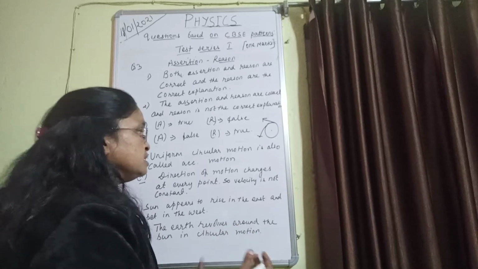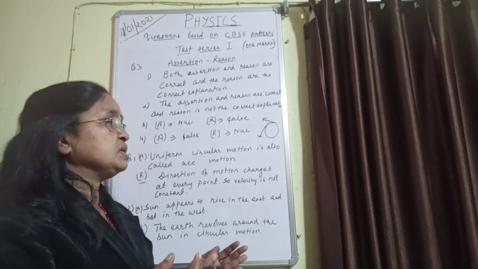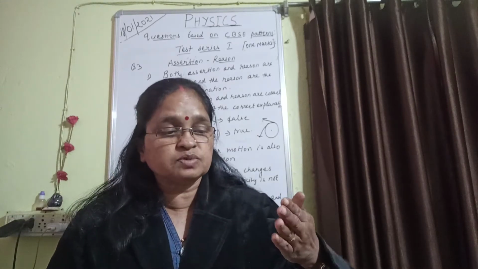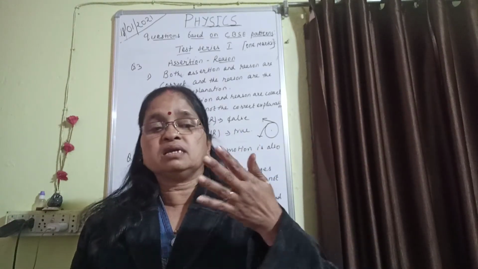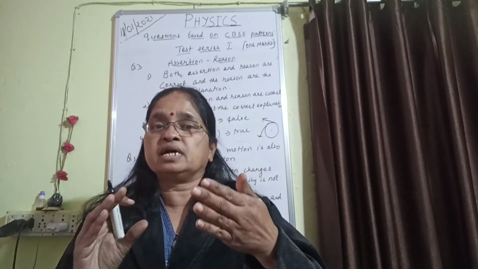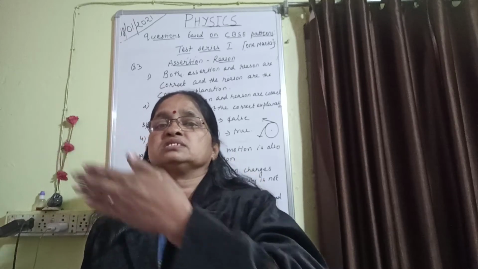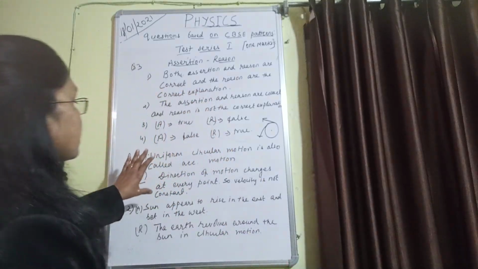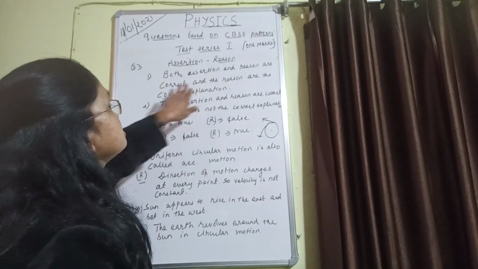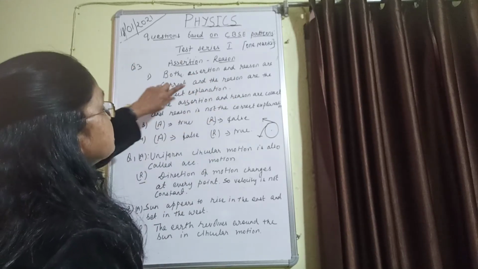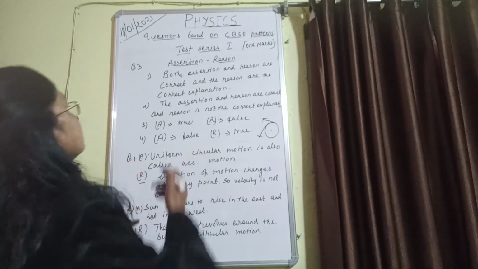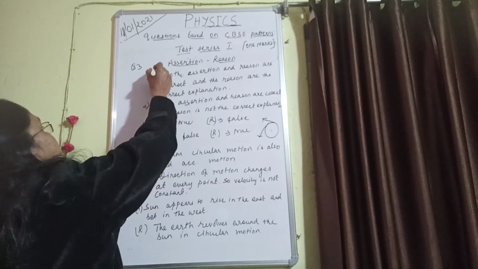As the direction changes, velocity does not remain constant, because in our daily life, whenever we have to change direction, naturally we have to decrease the speed of that vehicle or body, and only then can we change the direction. So here, what will be the answer? First, check it. Both assertion and reason are correct, and the reason is the correct explanation. Yes, for this case, number 1, A will be the correct answer.